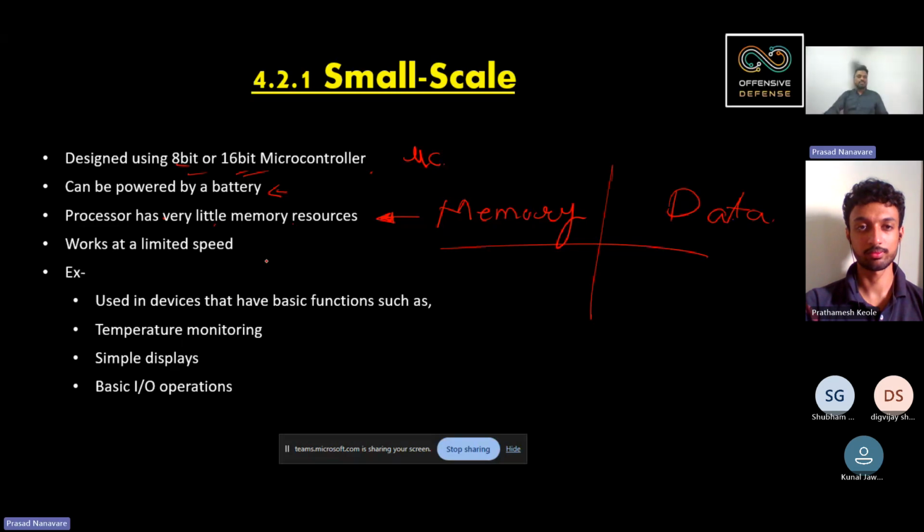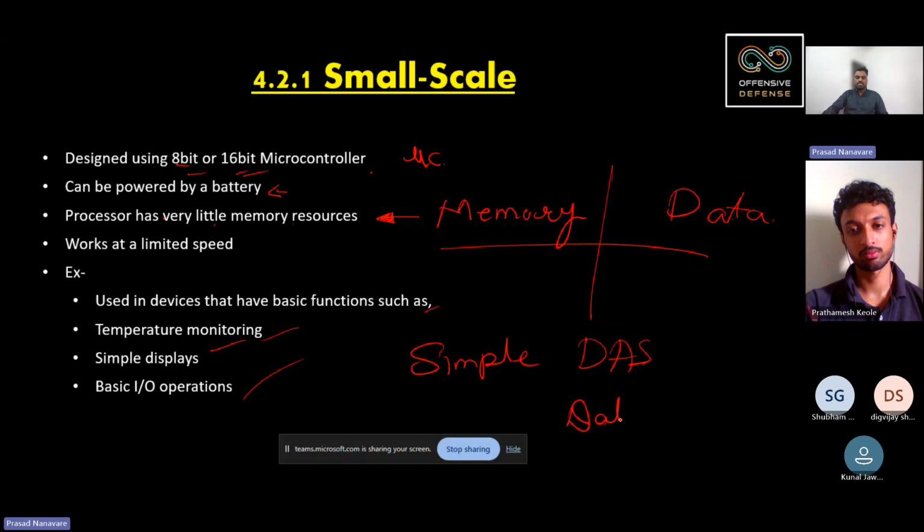So these are examples of small scale systems: temperature monitoring, simple displays, basic input output operations. Mostly simple data acquisition systems.